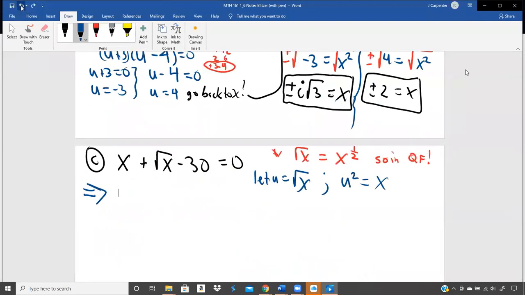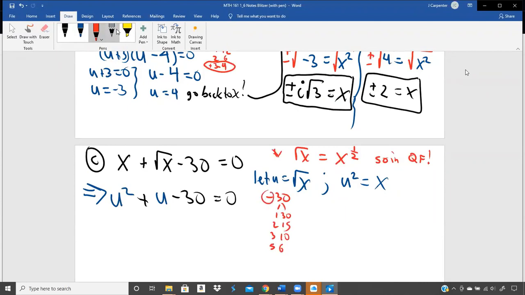All right, but I will do the full-blown method as we've discussed. So instead of x, x is u squared. So this is now u squared, then the plus. Instead of writing a square root of x, that's really a u. The minus 30 is still minus 30, equals 0. This is factorable. If you write all the factor pairs of negative 30, that's 1 and 30, 2 and 15, 3 and 10, or 5 and 6. We're trying to find the pair that subtracts to 1, so we choose the 5 and 6.